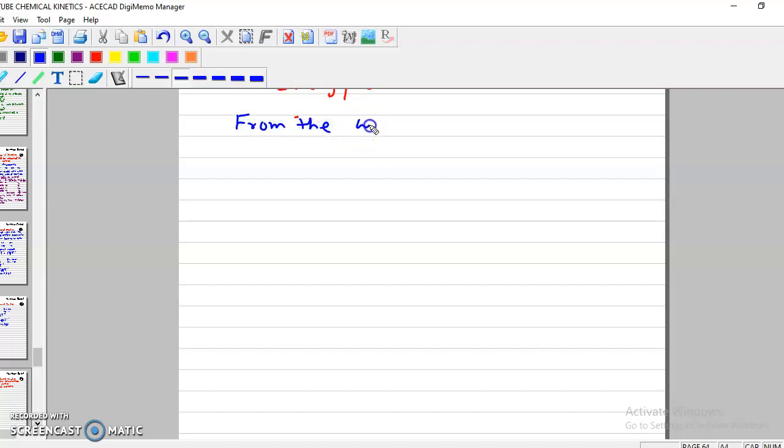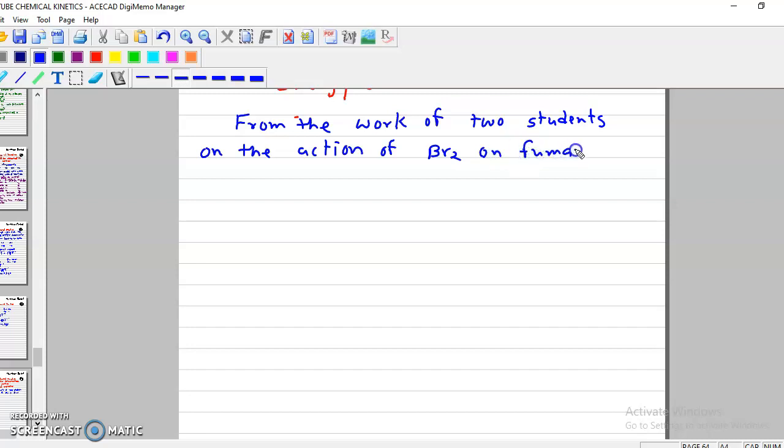From the work of two students on the action of bromine on fumaric acid, the following data were obtained.